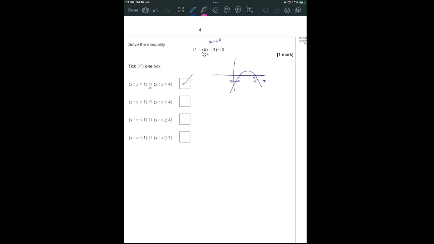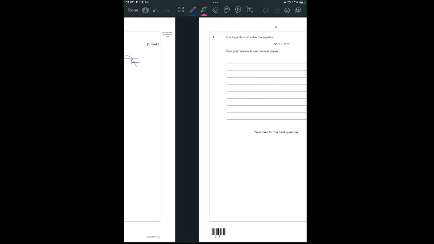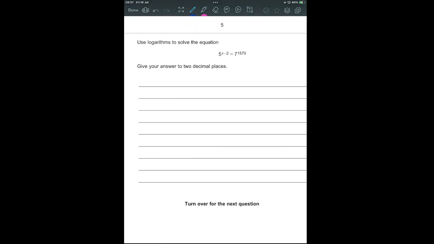Oh, and notice the difference between answer 1 and 2. Answer 2 is actually empty. Nothing is less than 1 and greater than 4. So we should be using the U symbol, not the N symbol. And if we do glance at the other options, the difference was the greater than or equal to 4. We're strictly less than 0, so we have to be strictly greater than 4. It's worth checking with these multiple choice ones why the other answers are wrong, if they are that similar.